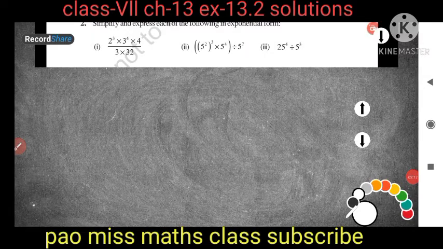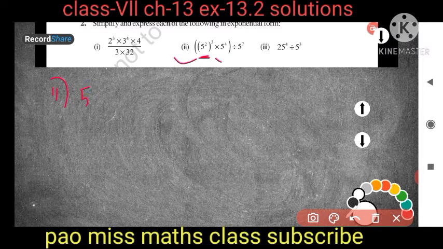It is given: 5 to the power 2, then again bracket to the power 3, and 5 to the power 4, bracket divided by 5 to the power 7. Now what will you do? You will solve the small bracket first. Okay, so when you break that bracket, what will you get? 5 to the power 3 into 2, or 2 into 3. So 2 into 3 is equal to how much? 6. So 5 to the power 6 multiply with 5 to the power 4, then again divided by, sorry, 5 to the power 7. Now these two, you can see the bases are the same, then what will the power be?